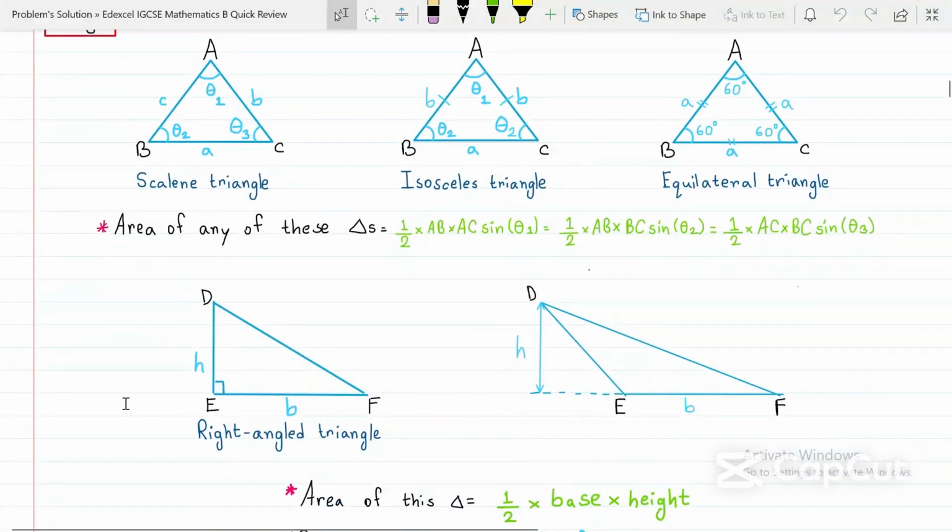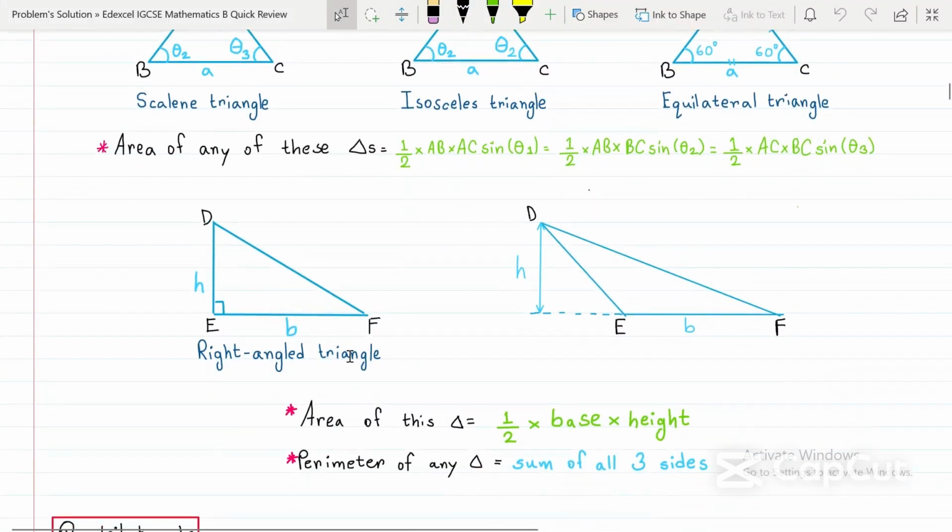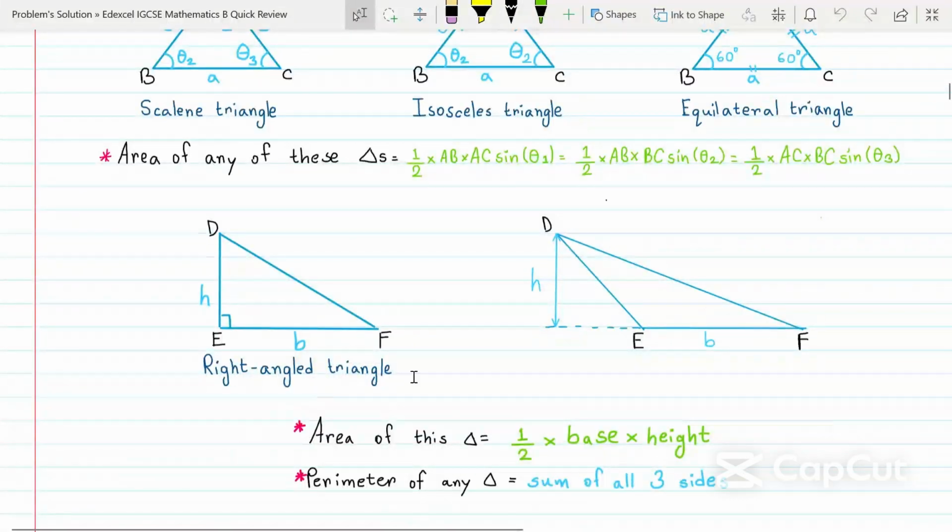So now, the area of a right angle triangle, no matter if it's this or this, if you know the height, then obviously you can use this formula, which is half into base into height. And the perimeter of any of these five triangles equals the sum of all three sides. Nothing else. So I hope you guys are clear about the triangles.